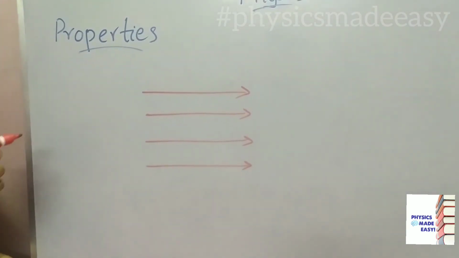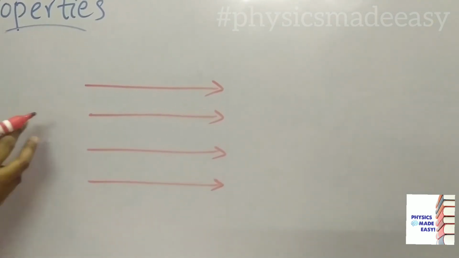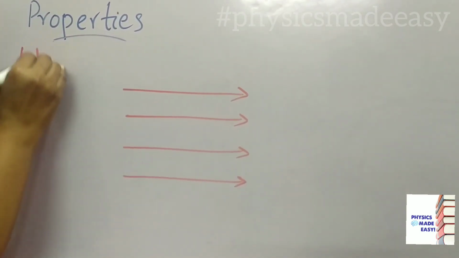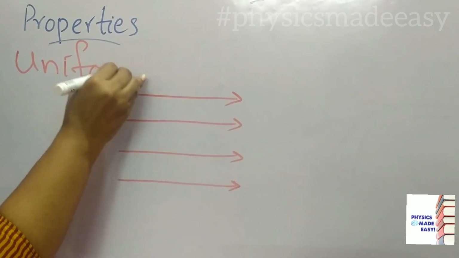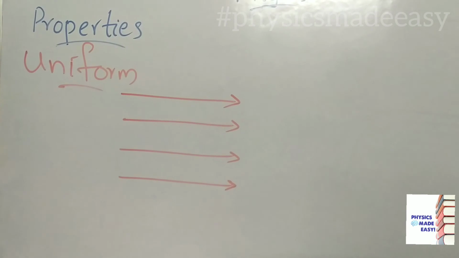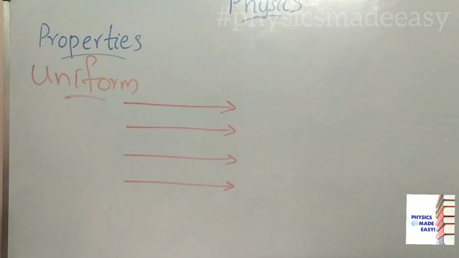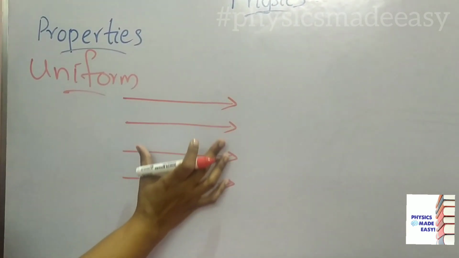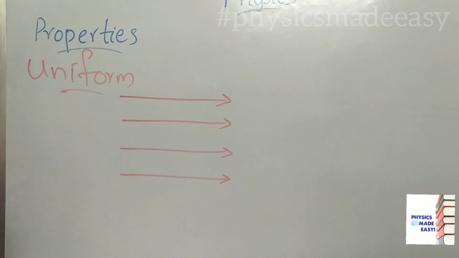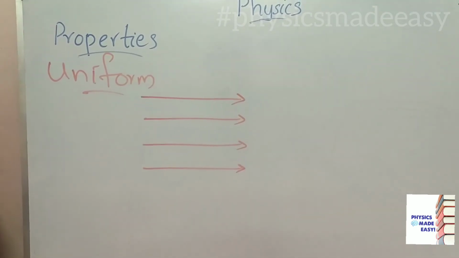Listen children, here you can see some parallel lines. If the magnetic field lines are represented by these parallel lines, what can we say about that magnetic field? There the magnetic field will be uniform. Magnetic field lines represented by parallel equidistant lines mean the magnetic field is uniform. So to represent a uniform magnetic field, you have to draw parallel lines like this. Next class we will discuss the magnetic field due to a current carrying straight conductor.